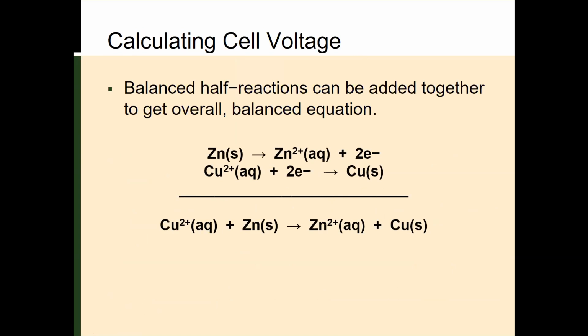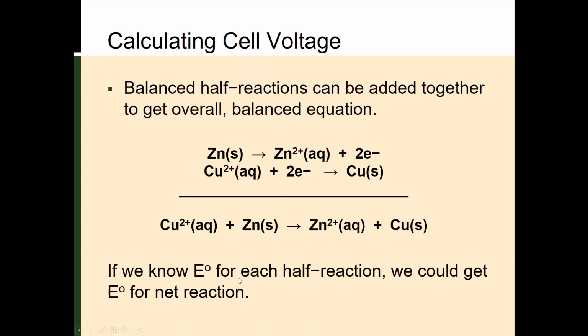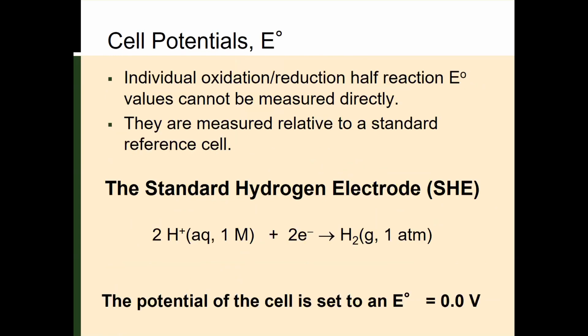Balanced half reactions can be added together. We have our overall reaction for a balanced equation. And if we know the electromotive force for each half reaction, we can find the cell potential for the entire net reaction. Generally, what happens is we take a look at the comparison of each of these to hydrogen. Hydrogen kind of gives us our ground level or our sea level. It is our basis for comparison. So when we look at potentials, if we measure everything against hydrogen, we can then compare them to each other.